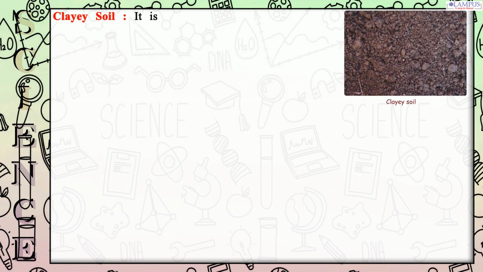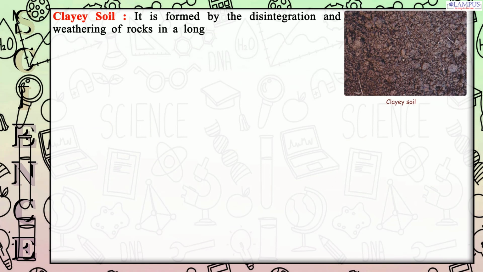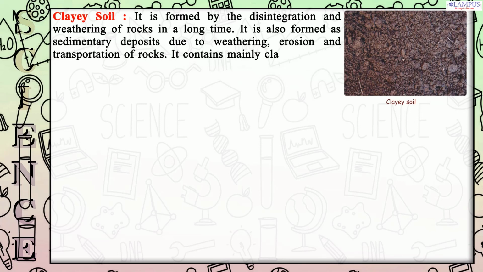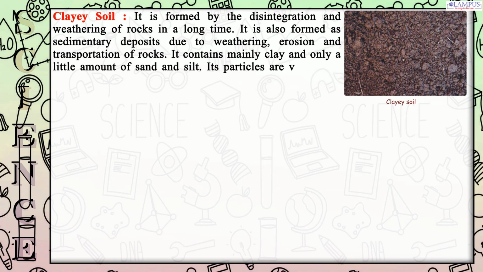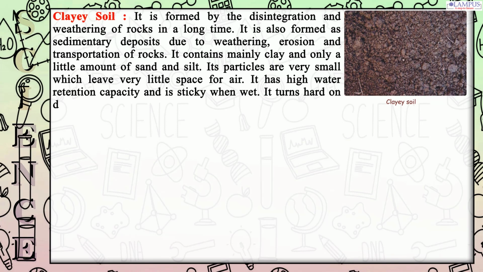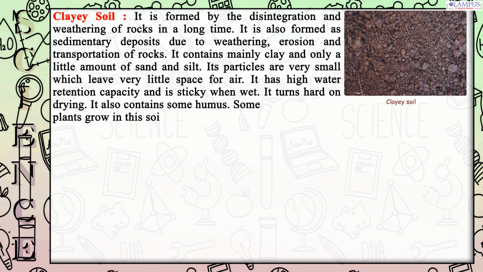Clay soil. It is formed by the disintegration and weathering of rocks over a long time. It is also formed as sedimentary deposits due to weathering, erosion and transportation of rocks. It contains mainly clay and only a little amount of sand and silt. Its particles are very small, which leave very little space for air. It has high water retention capacity and is sticky when wet. It turns hard on drying. It also contains some humus. Some plants grow in this soil.